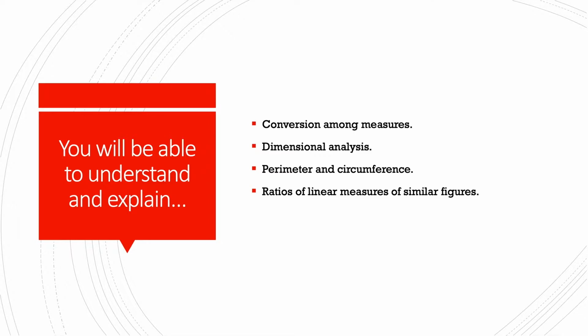We're going to take a look at some dimensional analysis, hopefully refresh on perimeter and circumference. Hopefully we've seen those before. And then we're going to take a look at ratios of linear measures of similar figures. Now that's not going to be the big focus on this one. We're going to look more at ratios for area and for volume when we get to those later this chapter.